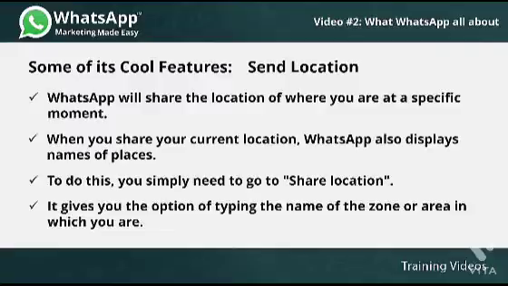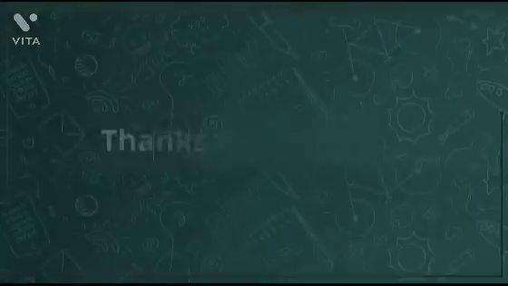It gives you the option of typing the name of the zone or area in which you are. If you wait a few seconds, you will see a list of sites in that zone, and you can pick the place where you are located.